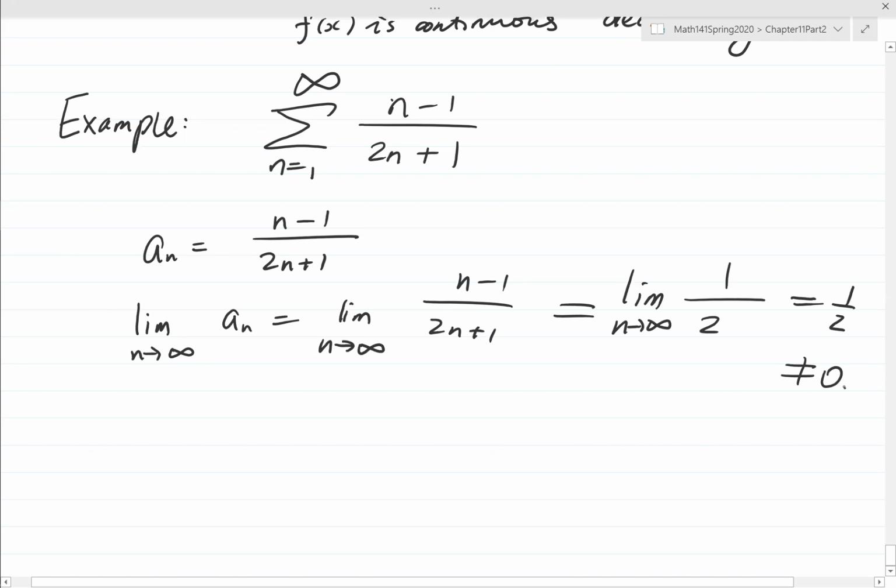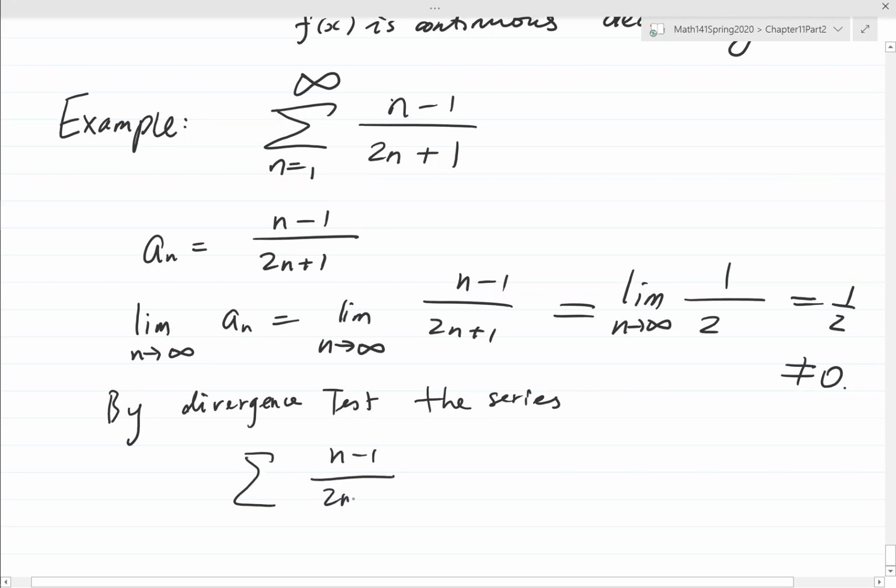So the limit is 1/2, which is non-zero. Now the limit is non-zero, so we can conclude by the divergence test that the series of n minus 1 over 2n plus 1 diverges, because the general term does not approach 0. Then we're done.